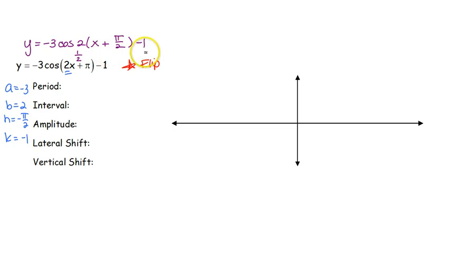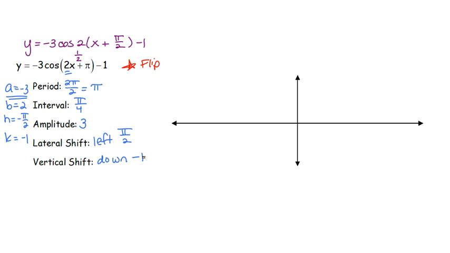Remember, inside is the opposite, outside is exactly. So we take our period, we divide that by our b, so our period is going to be pi. We divide that by 4, so each tick mark is going to be pi over 4. Our amplitude is 3. Our a value is -3, but the amplitude is the absolute value of that, so it's a +3. Your lateral shift is the opposite, so we are going to go left pi over 2, and our vertical shift is where you're going to go down a -1.